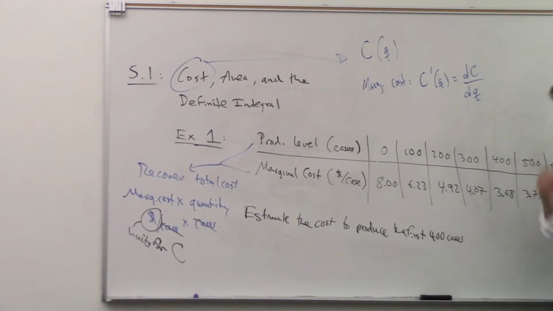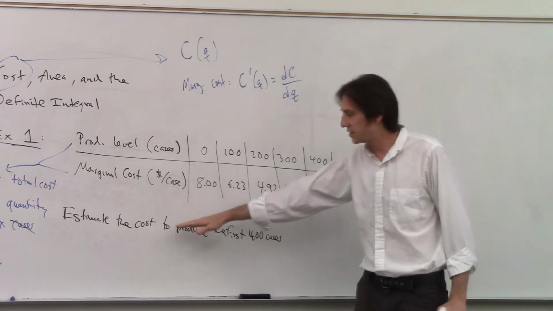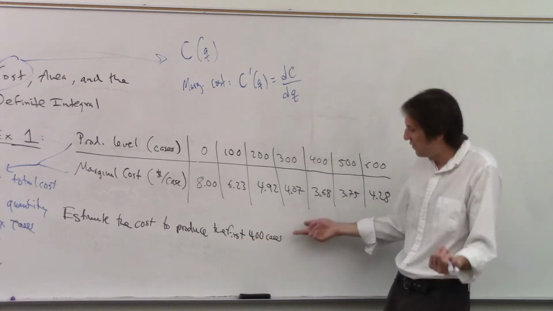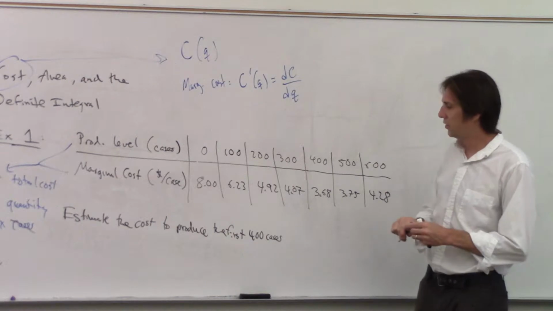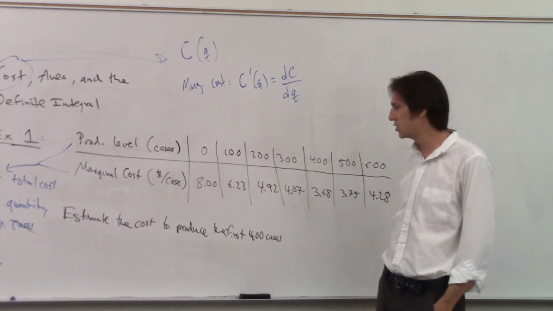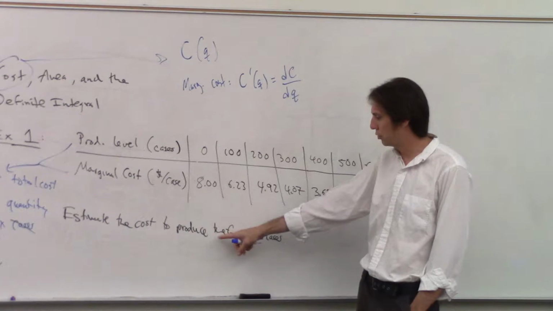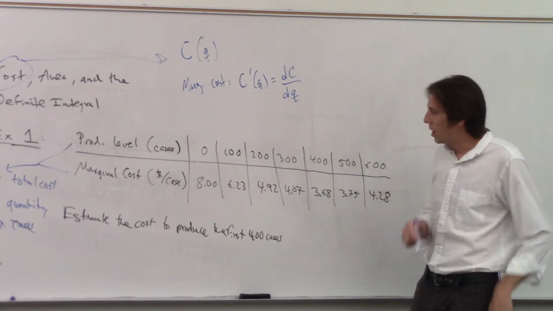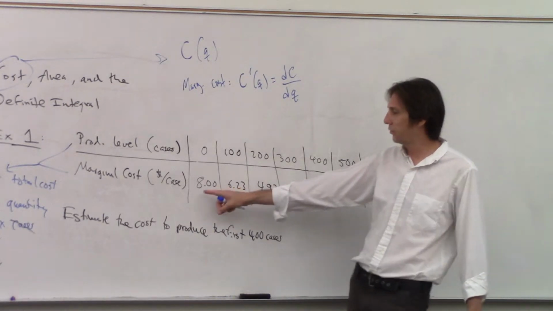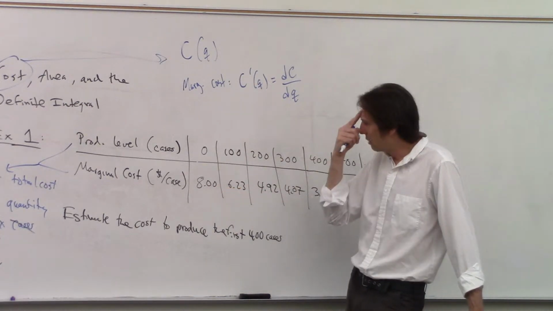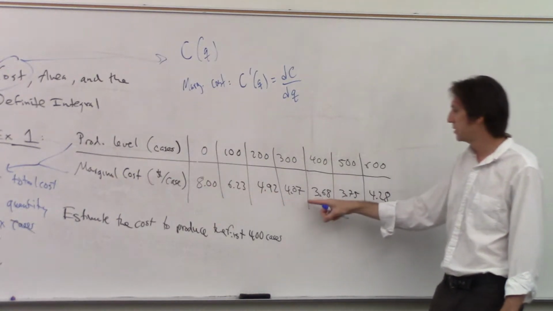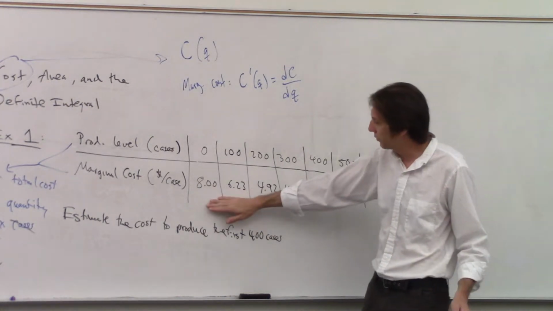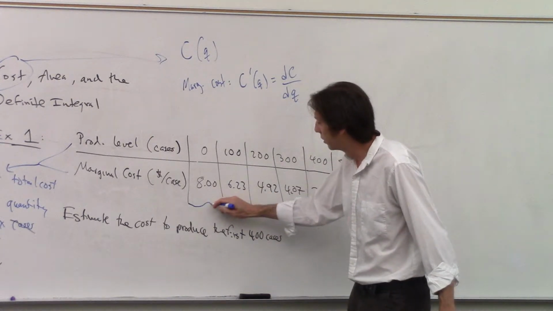So the problem that I'm going to solve right now is to estimate the cost to produce the first 400 cases. In the book they do the same kind of calculation, but they estimate the cost to produce the first 600 cases. And the idea is quite simple. What we're going to assume here, because we're only given limited information, I only know the marginal cost at 7 different production levels. But let's just focus on this first little bit here.